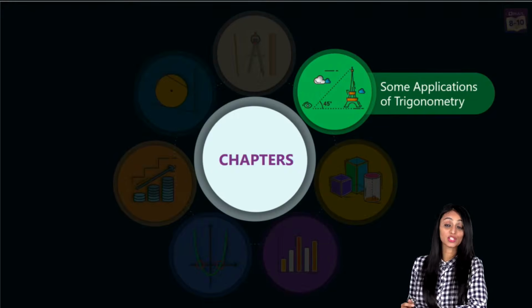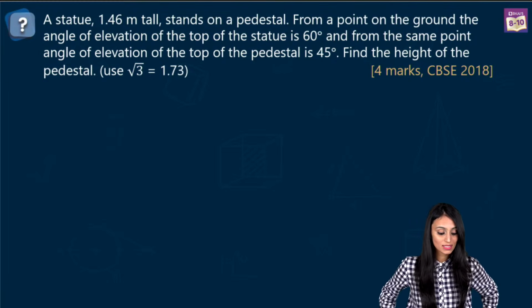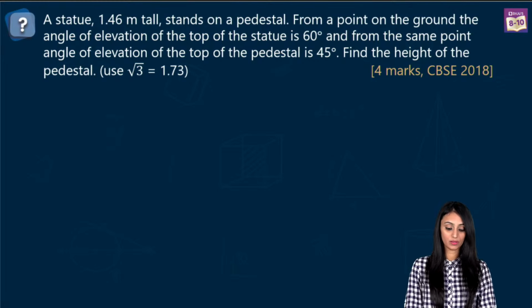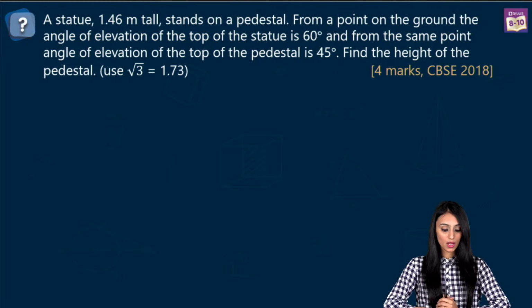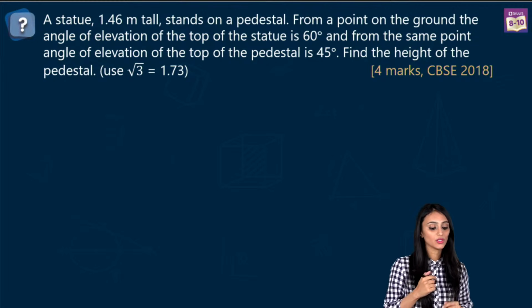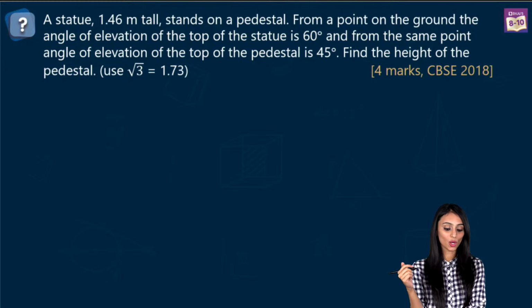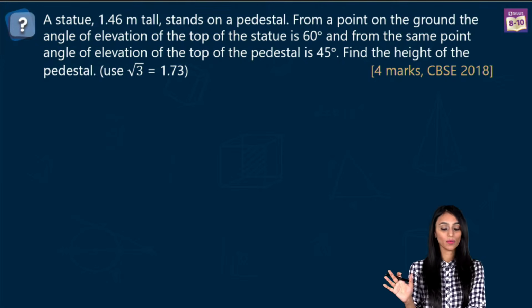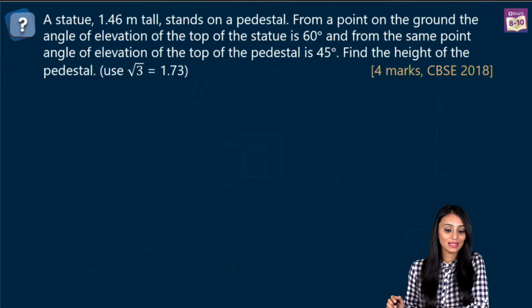I'll be discussing questions from some applications of trigonometry. So here we go. A statue 1.46 meters tall stands on a pedestal, right? Pedestal is kind of a stand for the statue. From a point on the ground, the angle of elevation of the top of the statue is 60 degree, and from the same point, angle of elevation of the top of the pedestal is 45 degree. Quickly, try making a figure for it. You will understand the question, I'm sure. Find the height of the pedestal. Use root 3 equal to 1.73.